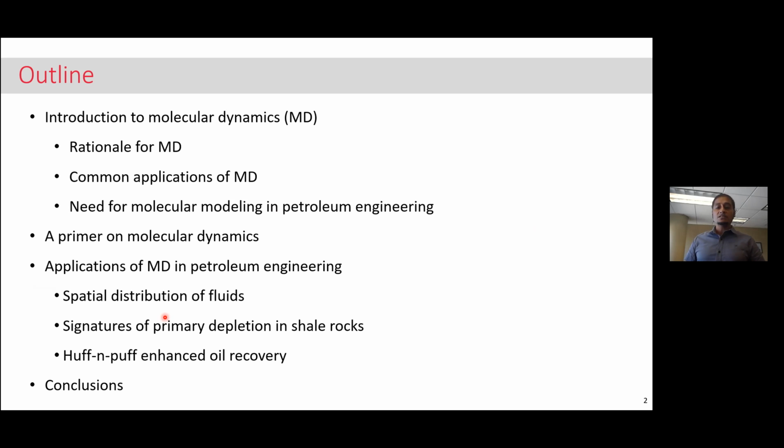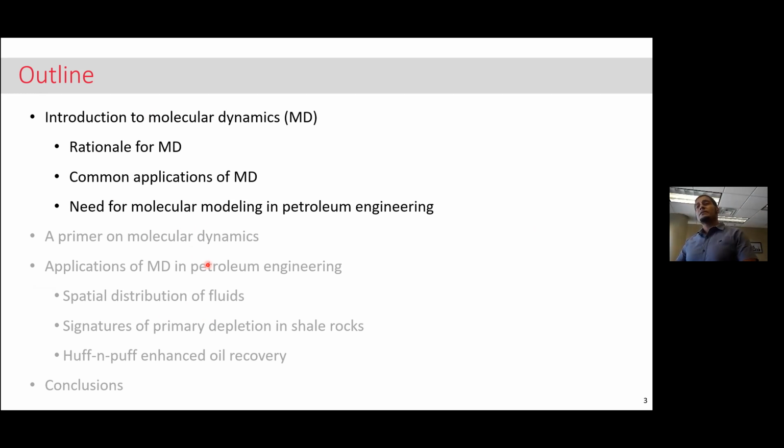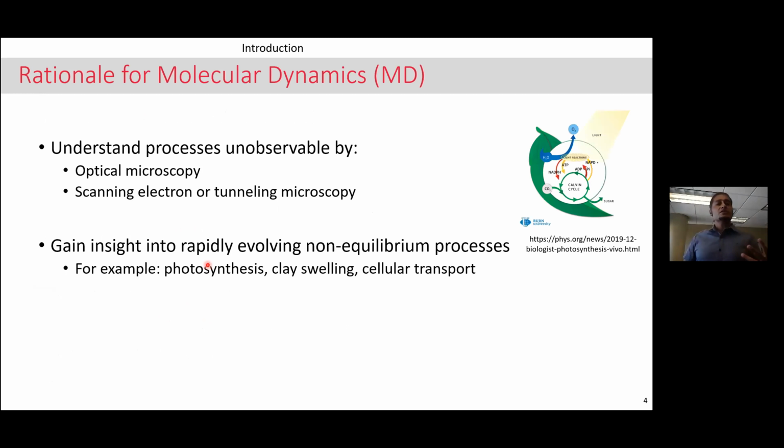Since I'm a reservoir engineer by training, by background, most of the applications that I'm going to be talking about are reservoir engineering related. But how we're going to organize this talk is first talk about what exactly is molecular dynamics, then see what does it involve, and then look at some applications. So that's the whole idea over here. And so we'll begin with an introduction to molecular dynamics.